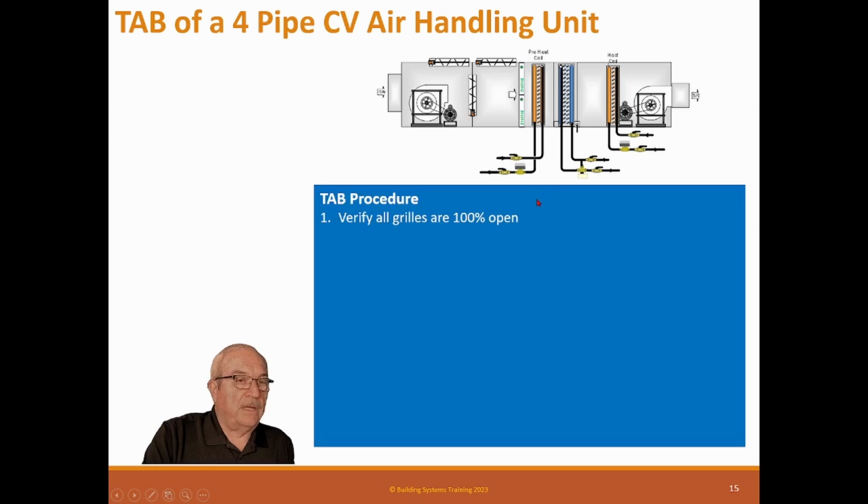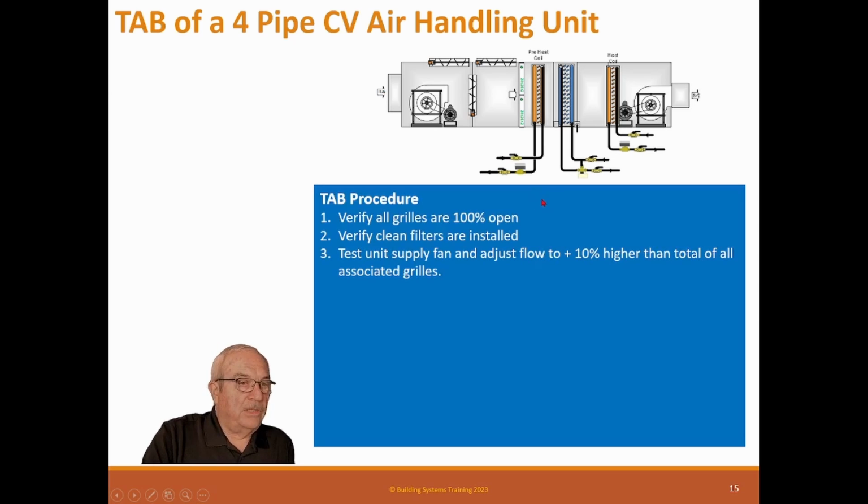So now let's talk balance. Same thing. 100% on grills. Verify new clean filters. Test the unit fan, adjust flow to plus 10%. Make sure everything works. Balance the supply grill dampers and set the flows by proportional balance or by any means you do out there, so you balance all these grills. Now, some of these units can be quite large. This might be 20,000 CFM. It can be a very big unit with a very large zone, like an auditorium. It would have one zone and a lot of air.